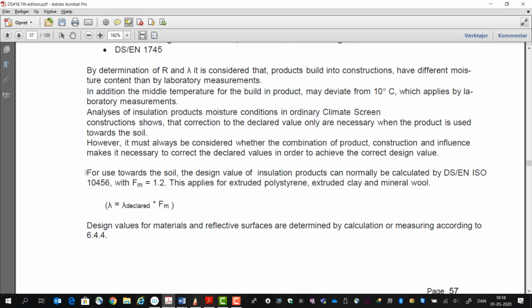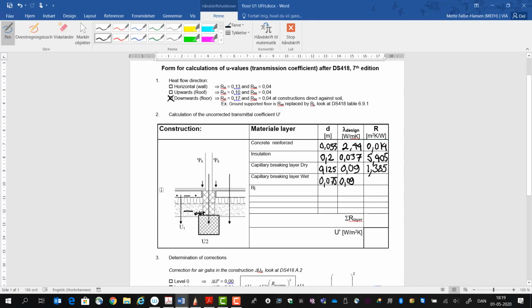And then down here it says use towards soil the design value of insulation product. There has to be multiplied by a factor of 1.1. So that is what we're going to do. And the reason is that when we get water into a material, then it is much better in conducting heat. So therefore, we raise the lambda value by 1.2. So we multiply it by 1.2.